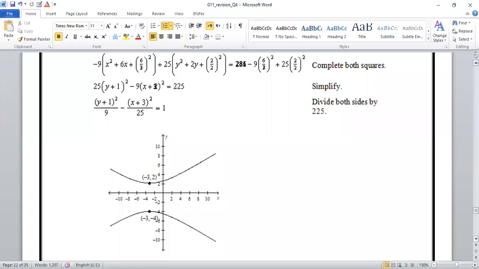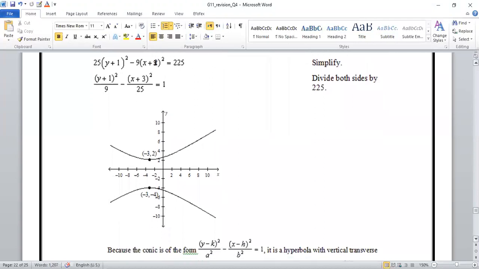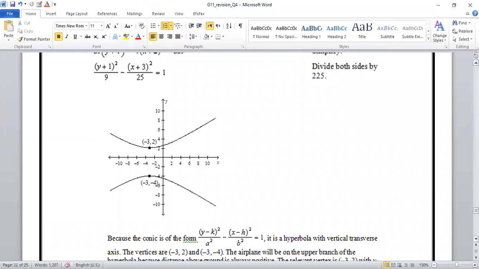We can draw the hyperbola as shown in the figure, because the conic is of the form (y minus k) squared over a squared minus (x minus h) squared over b squared equals 1. It's a hyperbola with a vertical transverse axis. The vertices are (-3, 2) and (-3, -1).